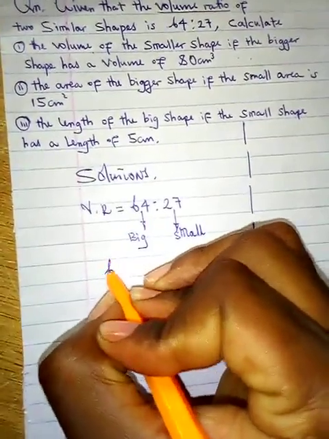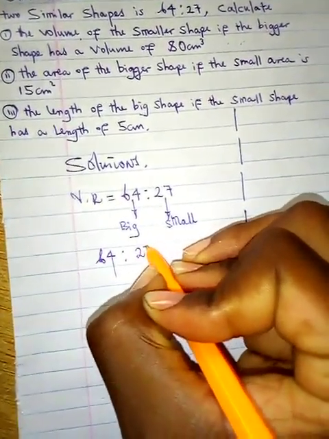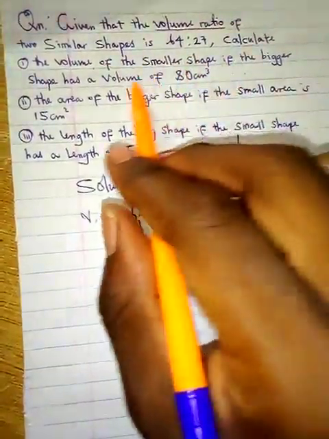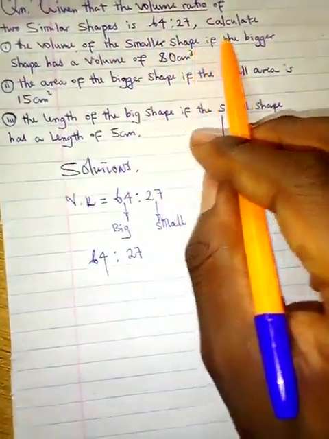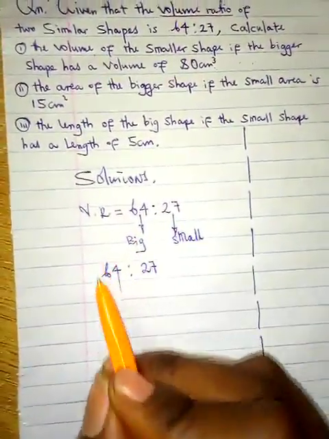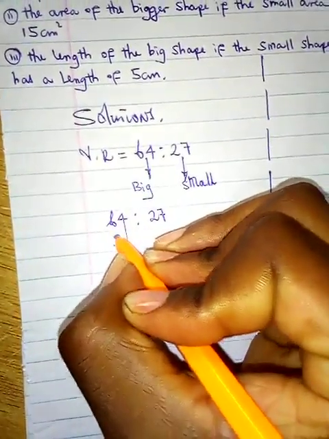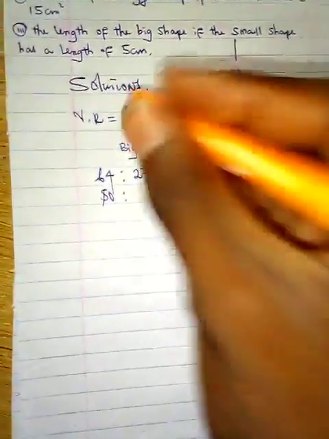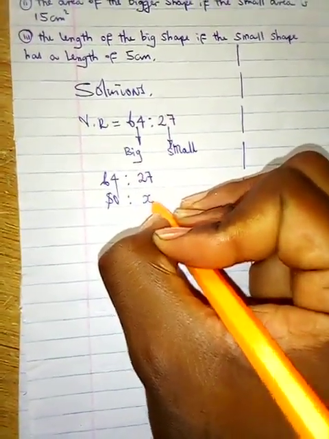So this is how it's now going to be. You're going to say 64 to 27. The volume that has been given here is the volume of the big one. That's saying the volume of the smaller shape if the bigger shape has a volume of 80. So on this big side, you're just going to put 80 here. You're trying to calculate the volume of the smaller one, so let it just be x. You don't know what the value is, so let it just be x.